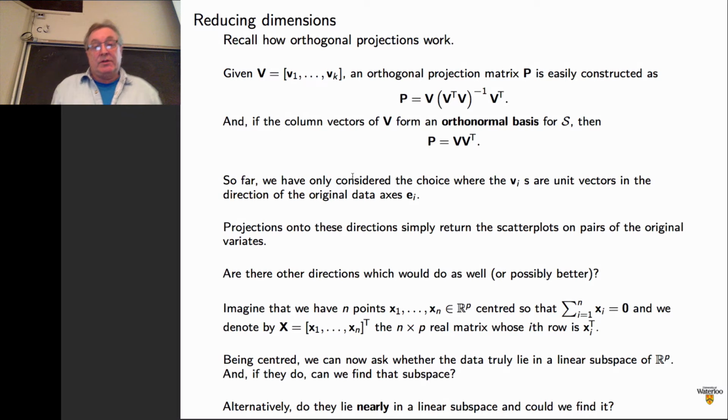And just go over this very quickly from last day. So recall that we can get an orthogonal projection matrix onto any subspace formed by that very familiar expression there from regression and what we've seen before.